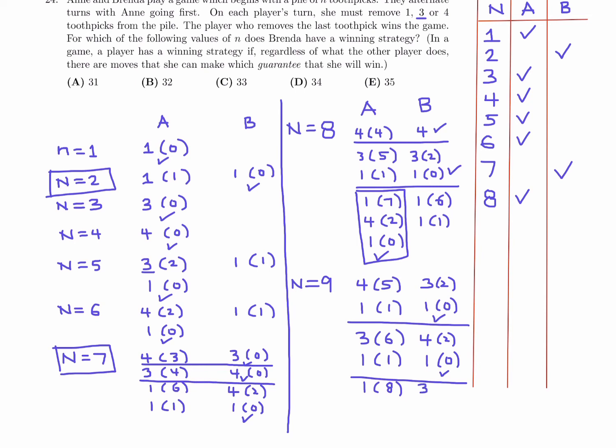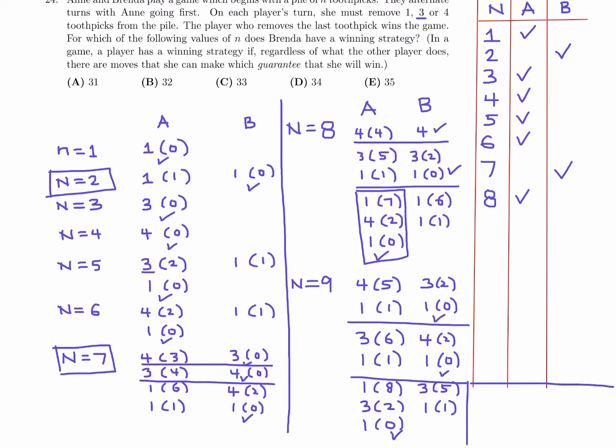Brenda says, okay, let me remove 3. I'm not really sure here. It's 5 left. Ann removes 3, leaving 2. Brenda can only remove 1, leaving 1. And then Ann removes that 1 to leave 0, and then she wins. So this is discouraging. So Brenda thinks, oh boy, this obviously is no good. I didn't win when n equals 9.